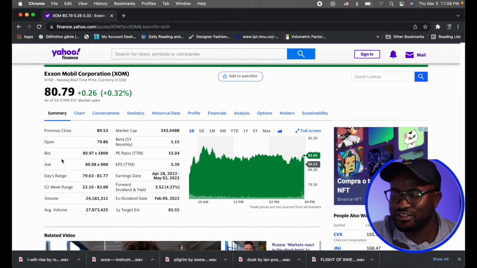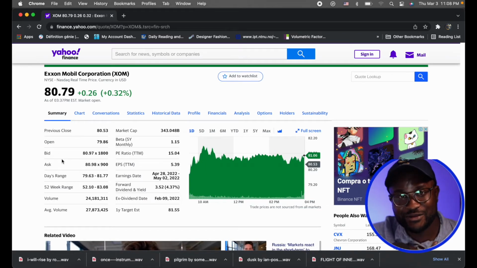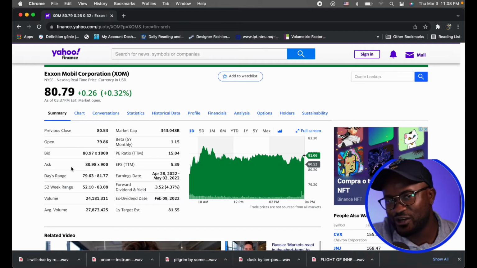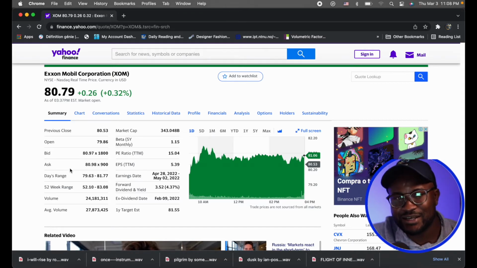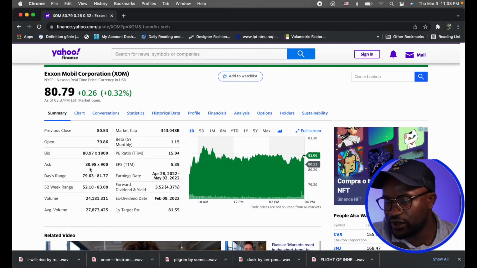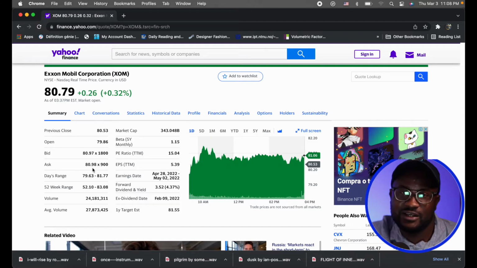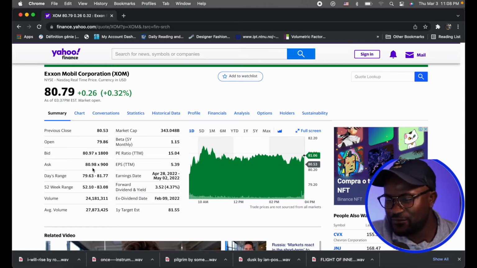The bid represents how much you, as a buyer, are willing to buy that stock at, which in our case is 80.97. And the ask price represents how much you, as a seller, are willing to sell that stock for, which in our case is 80.98. For stocks with good liquidity, usually the spread between the bid and ask is not that much, right? As you can see here at ExxonMobil, it's just 0.01 cents if I'm not mistaken.